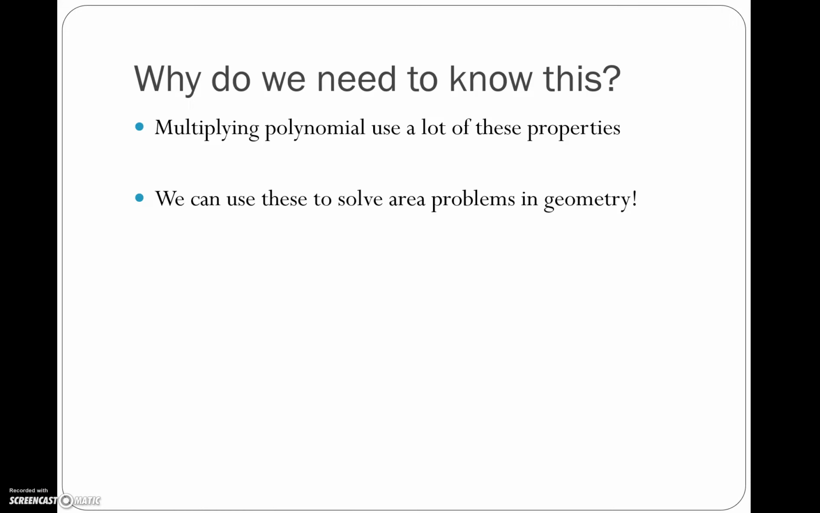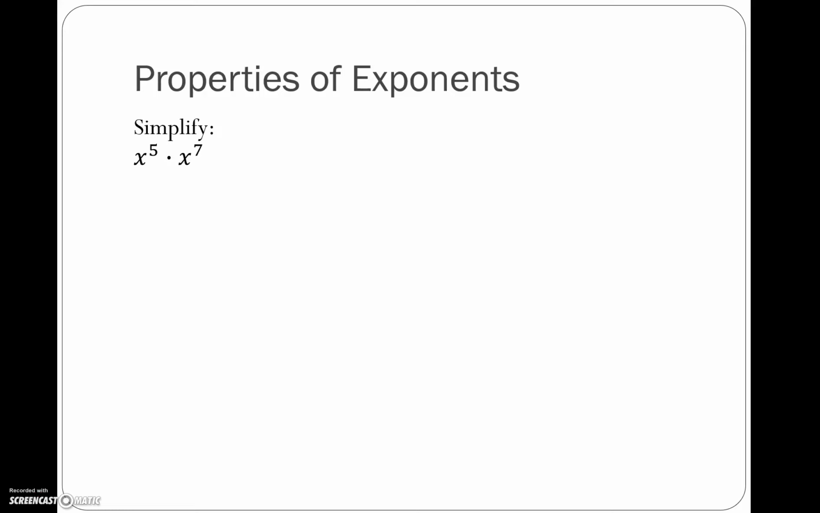So there are three properties that we're going to be discussing today, so this should be nice and quick. And I want to make sure you understand why we need to know this. In the near future, we're going to be multiplying polynomials together, and the process of multiplying uses a lot of these properties. You can also use these to solve area problems in geometry, because a lot of it involves multiplying base times height. We're doing 1/2 base times height for a triangle, so knowing these properties is going to be extremely helpful for those. So let's take a look at an example.